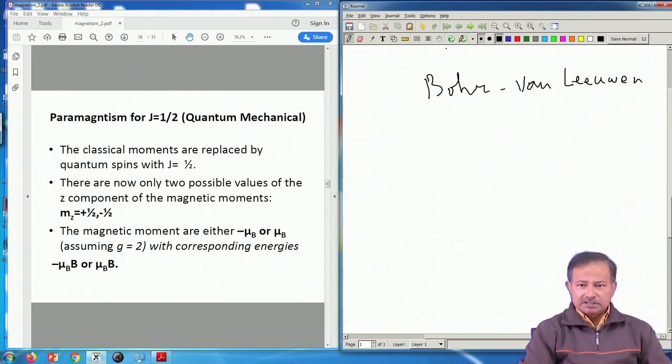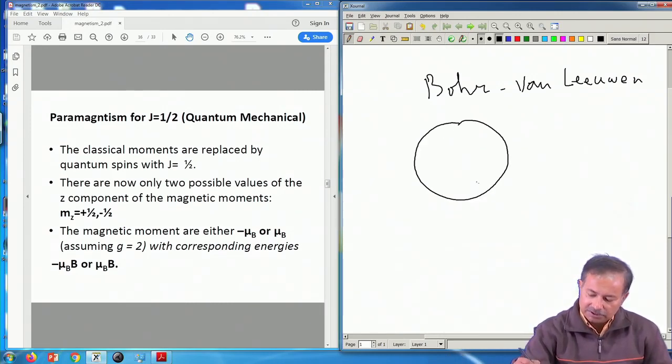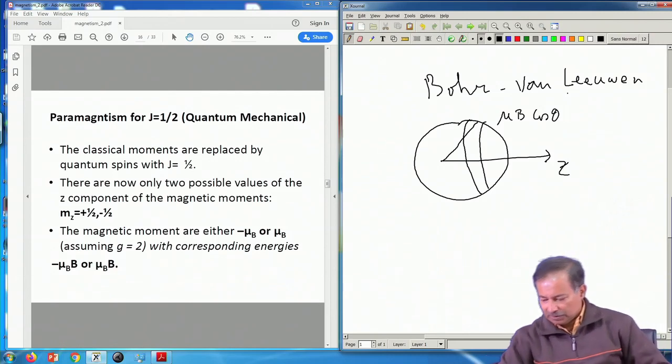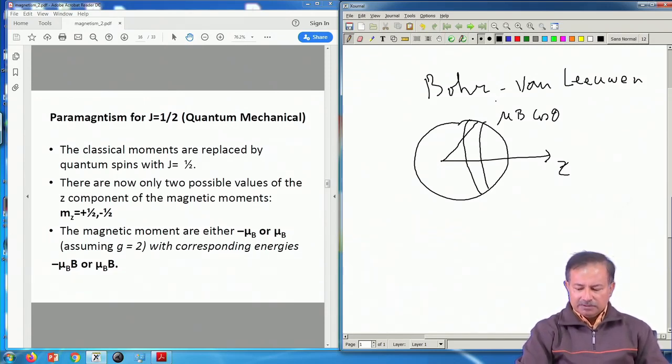Whenever you see a classical treatment, you must have seen in many books that they draw a sphere and then an annulus, and there is a field in this direction, and one calculates the number, then this mu B cos theta and so on. This treatment gives you correct results, and it is in the j equal to infinity limit. Of course, the spins can be treated classically, the moments can be treated classically, but nevertheless I will avoid doing any classical treatment, because inherently they have their problem due to the Bohr van Leeuwen theorem.